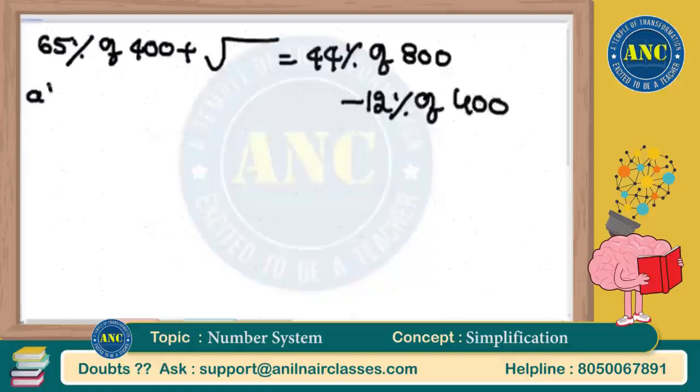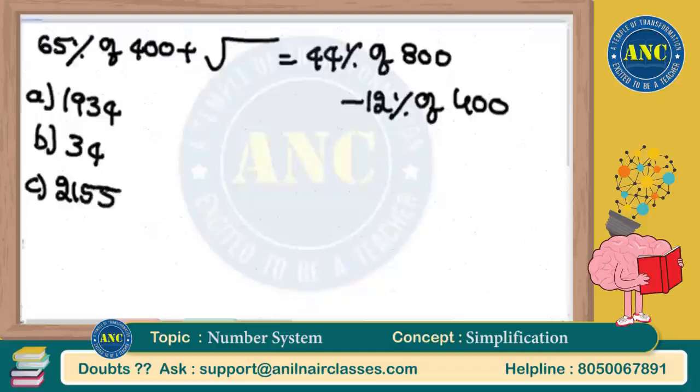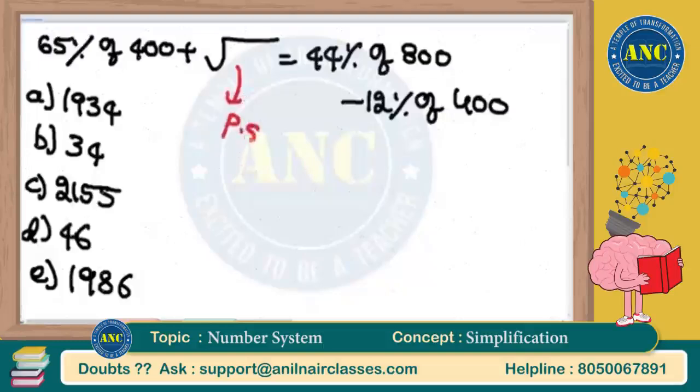Write down the options: 1936, 34, 2155, 46 and 1986. See how careless the person who created the answer options was. That person did not even think when creating the answer options. Under root it is nothing but a perfect square. Any perfect square ending with 6 has an odd tens place. So this is nothing but 1936, right?